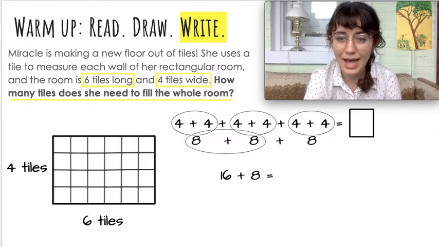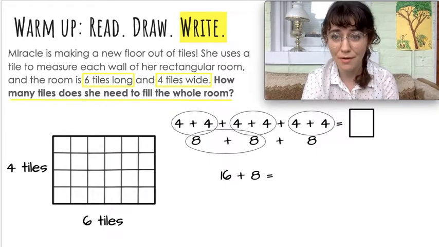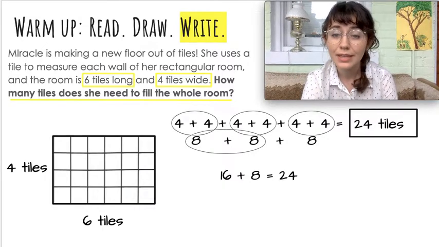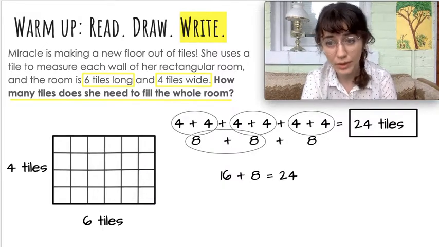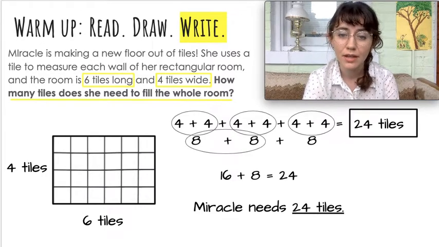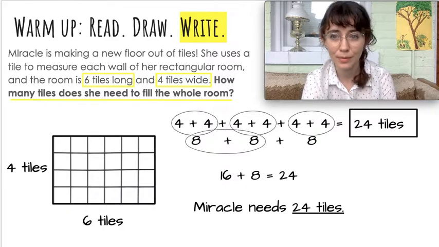So I can write that. And now I just have 16 plus 8. Now, I don't know that fact just right away, but that's a lot easier to solve. 16 plus 8 is 24. So I wrote down 24 tiles. So Miracle needs 24 tiles to fill up her whole room.